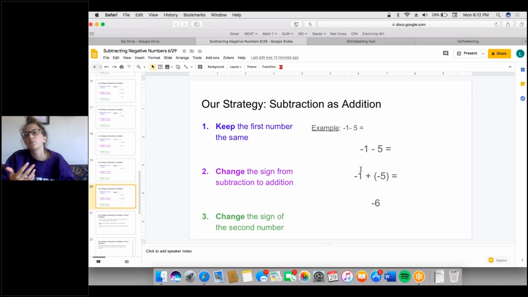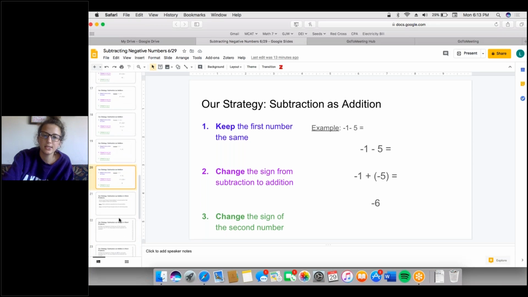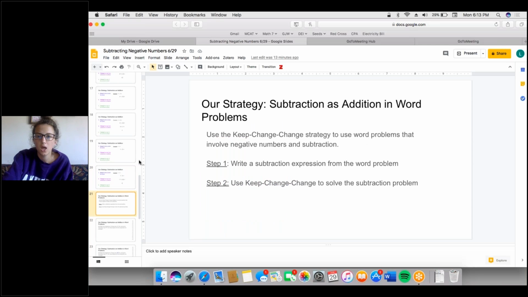And we want to look at problems through addition because we already know how to add positive and negative numbers. Now, lastly, if we can do it in problems like this, we're also going to be asked to see it in word problems, and you're going to see that on your tests. And in these problems, when we see subtraction in word problems, we're still going to want to use the keep, change strategy to turn any subtraction problem into addition.